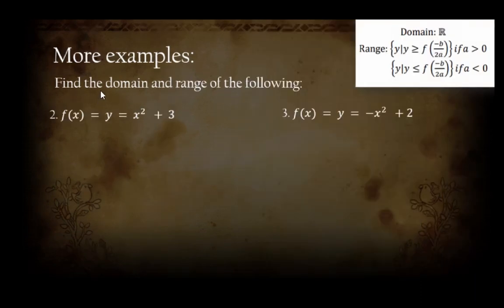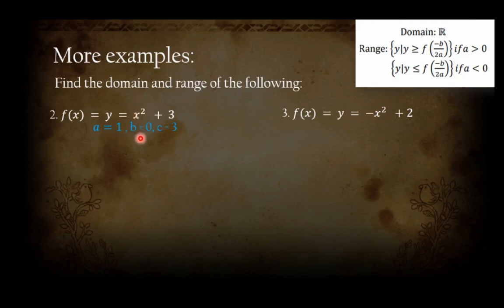In this case, we will see more examples for this given function. But we will be using the format I showed you earlier. This is the formula that we will be using, which has conditions. Okay? So, f of x equals y equals x squared plus 3. The first thing we will do is identify the coefficients of this function. So, we have a equals 1, because x squared has an invisible 1 there.